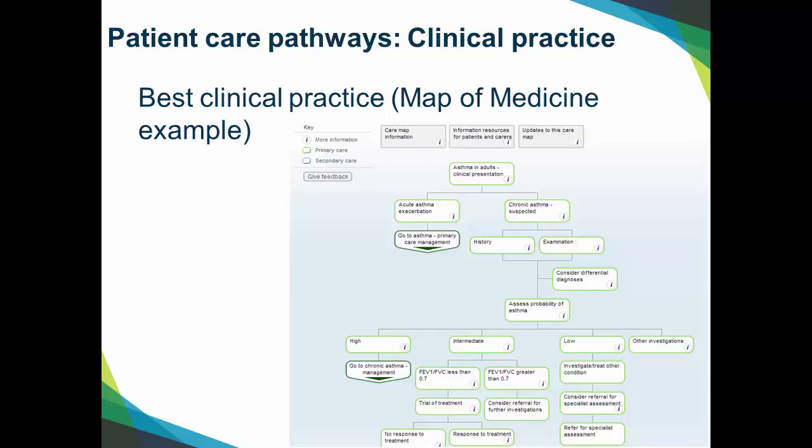Now, a second way of looking at pathways is about best clinical practice. So I've got an example here from the Map of Medicine, which is looking at all the most recent research on treatment for a particular condition, and it's designed to be used by a clinical decision maker as they're presented with a patient with particular needs. It's got lots of notes underneath it, which allows you to understand all of the different research and what is involved in the history and the examination for that particular patient. And it allows you to understand how that flow works, but it's very much based on a clinical flow.